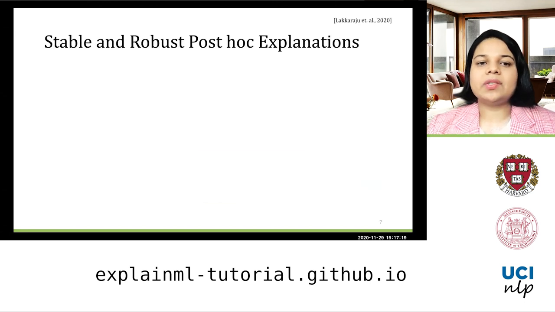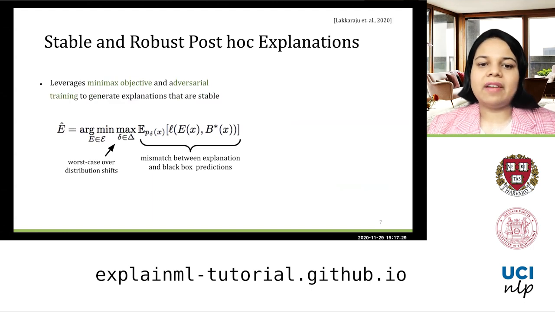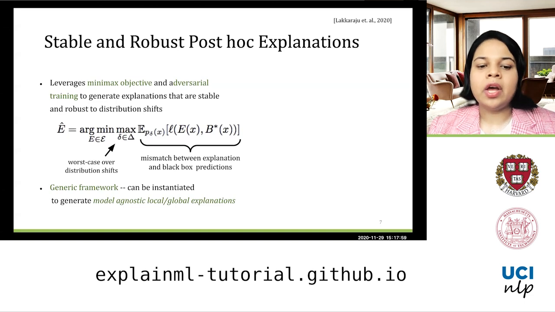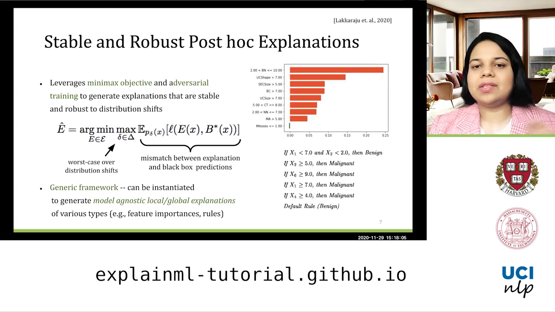The next approach focuses on building post-hoc explanations that are both stable and robust to distribution shifts. It does so by leveraging a minimax objective and adversarial training to generate explanations that are both stable and robust. The idea here is to choose an explanation which minimizes the worst case loss over a set of possible distribution shifts. And the loss here is computed as the mismatch between explanations, labels, and black box predictions. In fact, this framework is generic enough and can be instantiated to generate model agnostic local and global explanations of various types, for example, feature importances or rules.